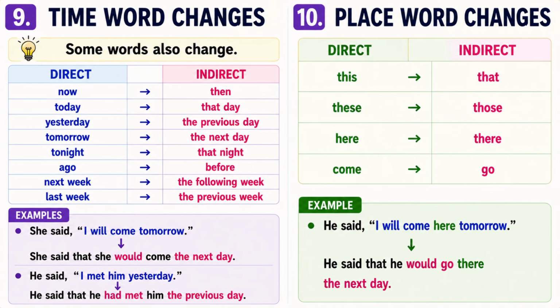Now let us learn place word changes. Some place words also change. This becomes that. These becomes those. Here becomes there. Come becomes go. Example. He said, "I will come here tomorrow." It becomes, he said that he would go there the next day.